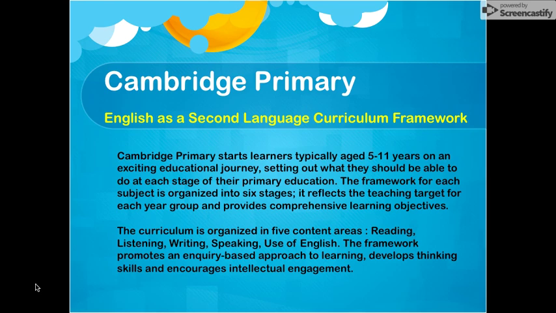The framework for each subject is organized into 6 stages. It reflects the teaching and learning target for each year group and provides comprehensive learning objectives. The curriculum is organized in 5 content areas: reading, writing, listening, speaking, and also the use of English. I think it is advisable to refer to the standard in order to confirm which stage I believe my students to be working at.